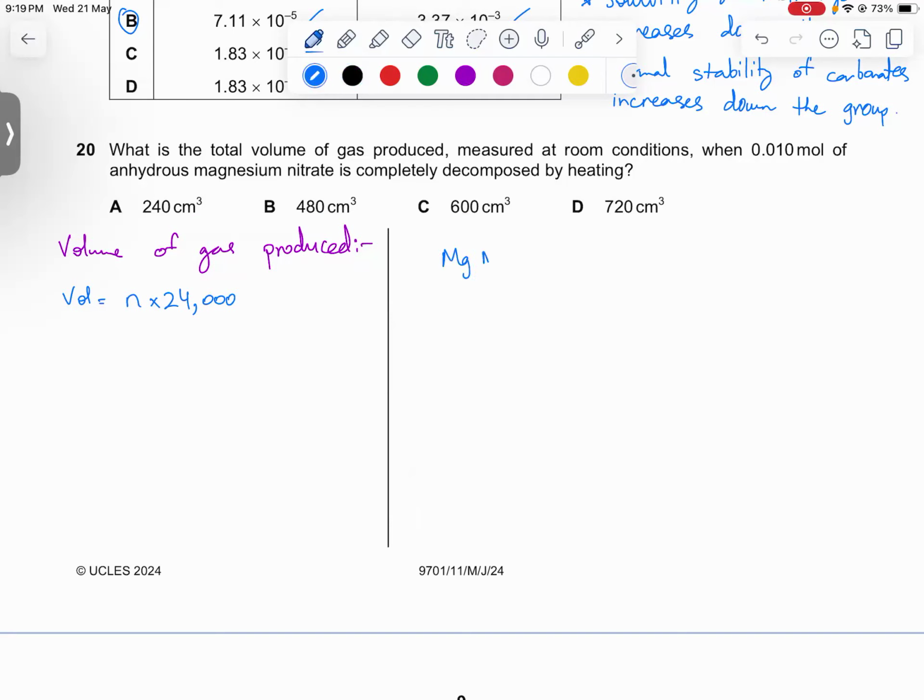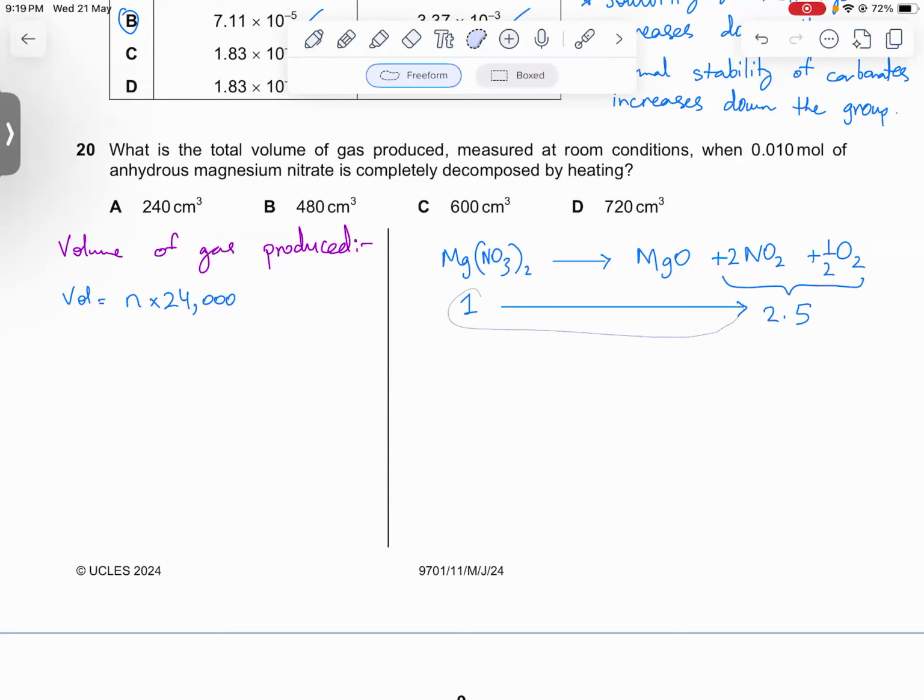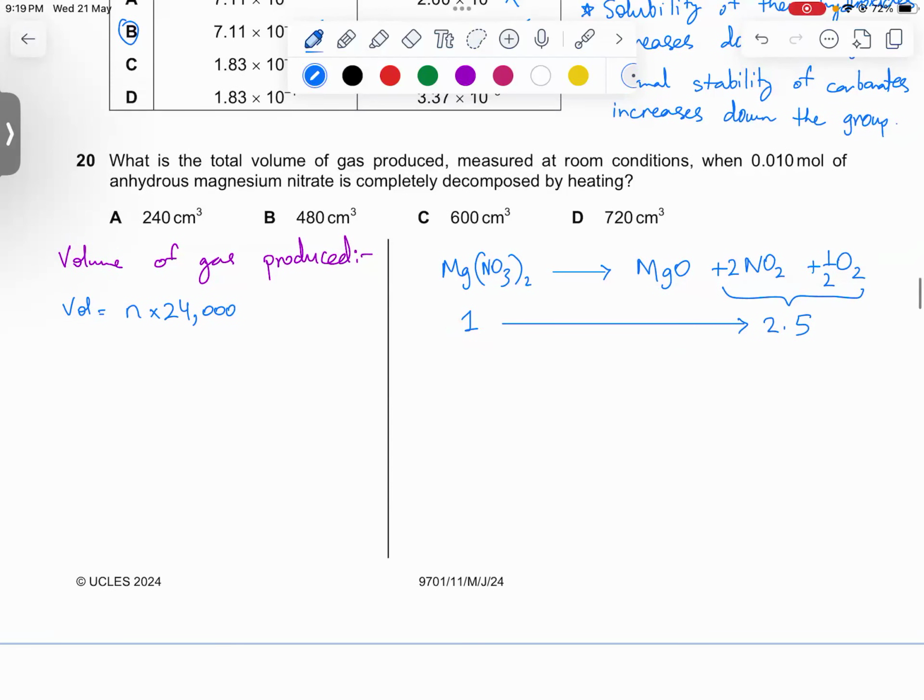Magnesium nitrate, Mg(NO3)2. When it undergoes thermal decomposition, what does it produce? It produces magnesium oxide, nitrogen dioxide, and it produces oxygen, right? And then we put a 2 over here to balance, and we put a 1/2 over here to completely balance, right? So we can say that 1 mole of magnesium nitrate produces 2.5 moles of gas, right? Why did I sum these two up together? Because they are asking total volume of gas produced.